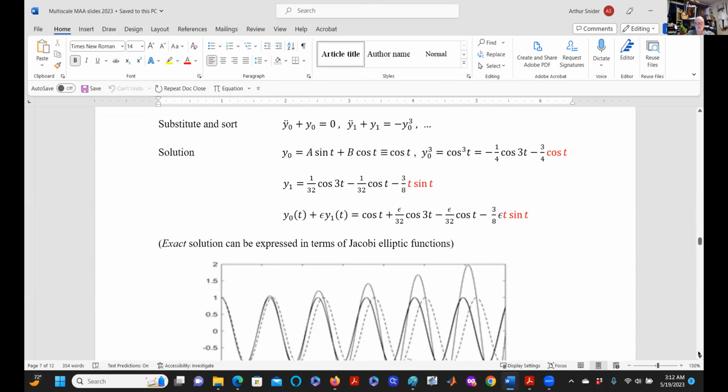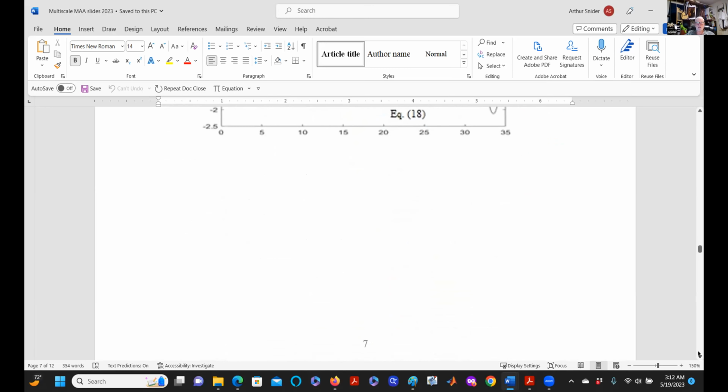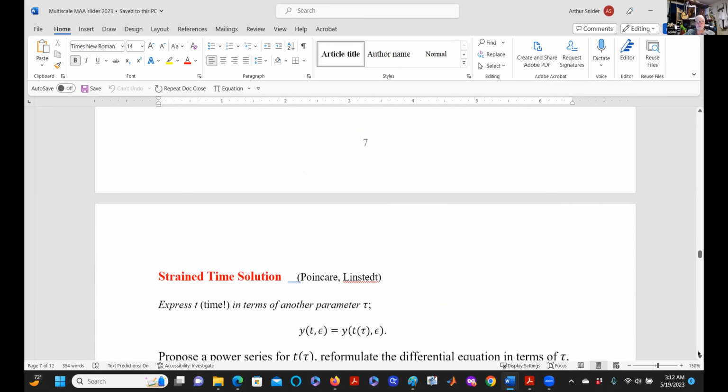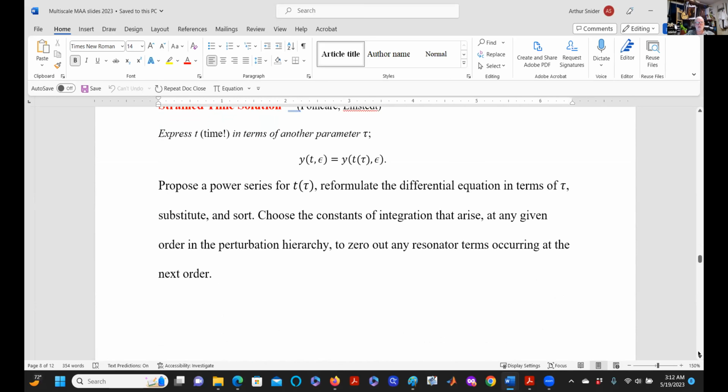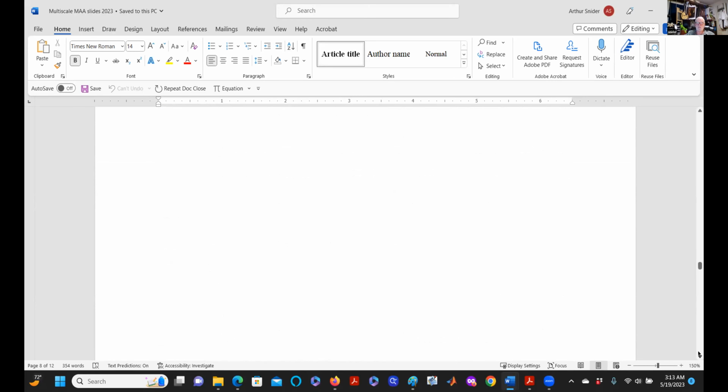My paper is sort of a tutorial paper, and it studies this for various examples. Excuse me, running through here. The strained time solution, or the Linstedt solution, says to define a different parameter rather than real time, and try to choose that new parameter in such a way that these resonant terms don't happen. But it's very hard to motivate.